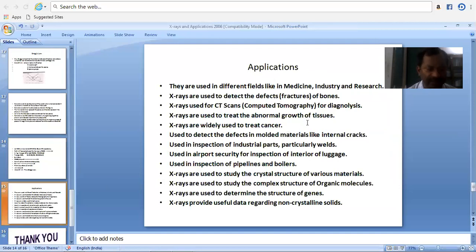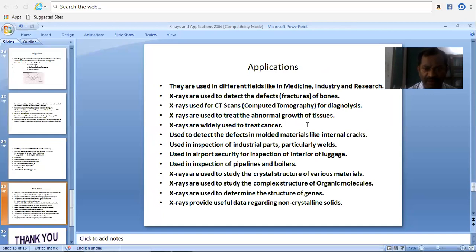Now we'll go for applications. They are used in different fields like medicine, industry, and research. First, we will discuss the applications in medicine. X-rays are used to detect defects or fractures of bones. X-rays are used for CT scan, computed tomography, and for dialysis. X-rays are used to treat abnormal growth of tissues. X-rays are widely used to treat cancer.